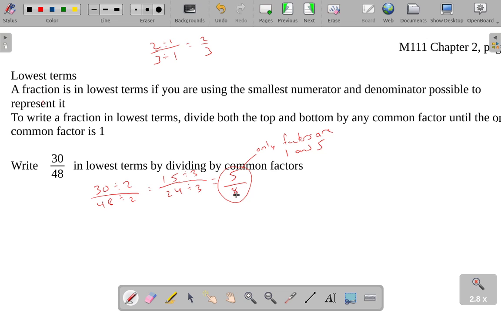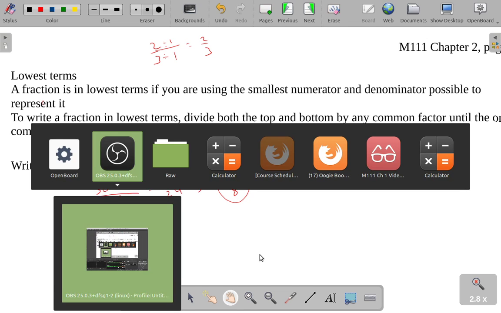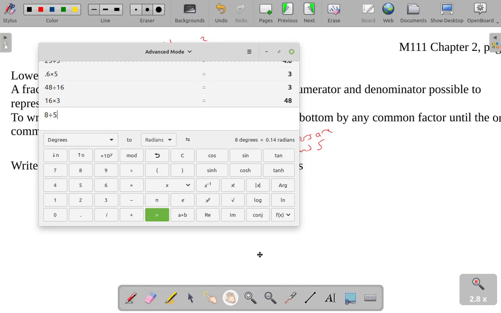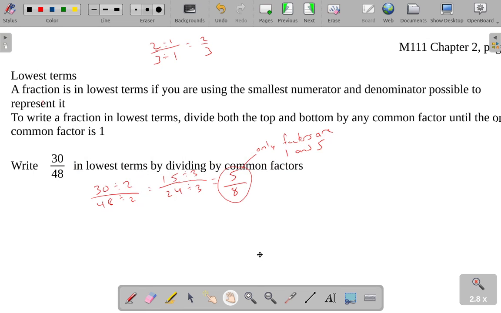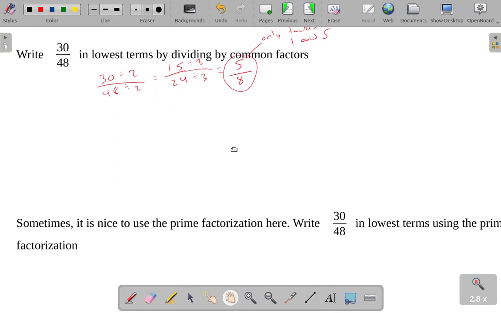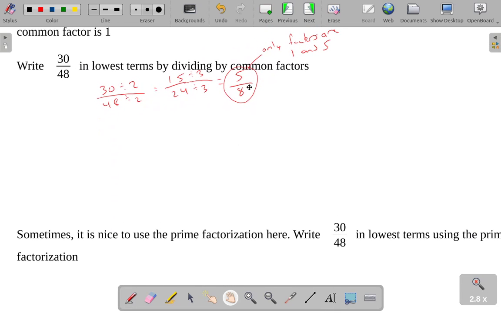Now, take 8 divided by 5, you can see it doesn't come out nicely on the calculator. 8 divided by 5 is 1.6. So you can see that 5 is not a factor of 8 there. So when we take 30 over 48 and we reduce it to its lowest terms, we get 5/8.